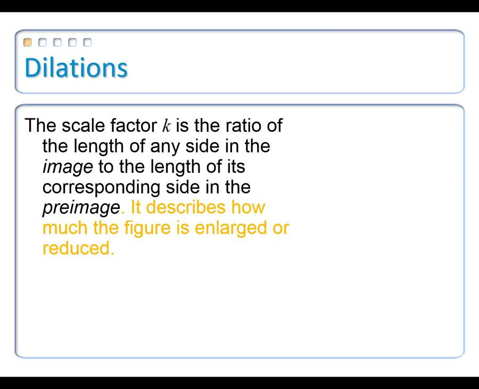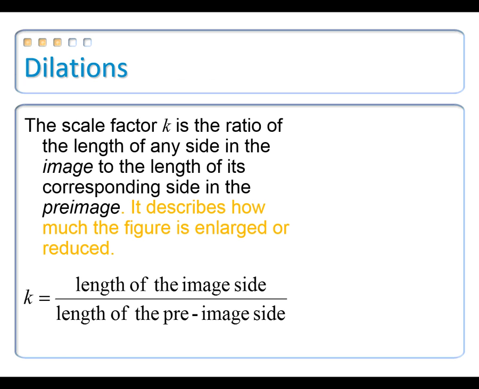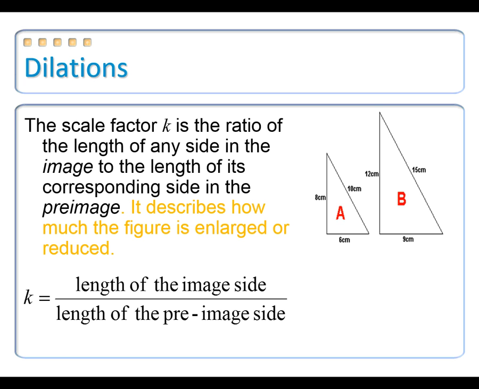And we're also going to be finding something called the scale factor, which is the ratio of the length of any side in the image to the length of its corresponding side in the pre-image. So it describes how much the figure is enlarged or reduced. We denote the scale factor with a little k, and it's always going to be the length of an image side over the corresponding length of the pre-image side. So it's always image over pre-image, image over pre-image.